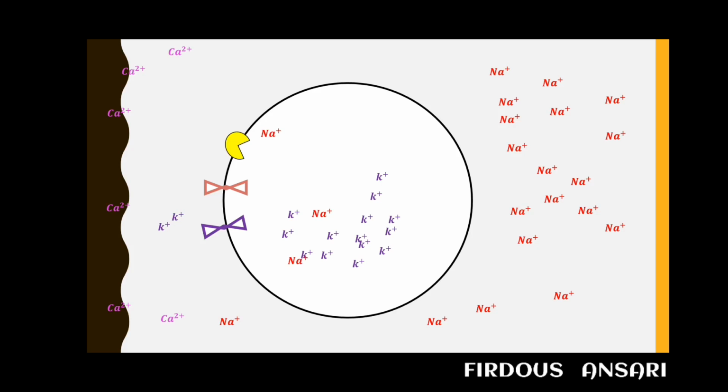So what does this pump exactly do? With the help of hydrolysis of ATP, it will capture 3 sodium ions from inside of the cell and throw them extracellularly, and from outside of the cell it will capture 2 potassium ions and move them inside of the cell. Okay, so knowledge of this is very important. It is very much required to understand the action potential.